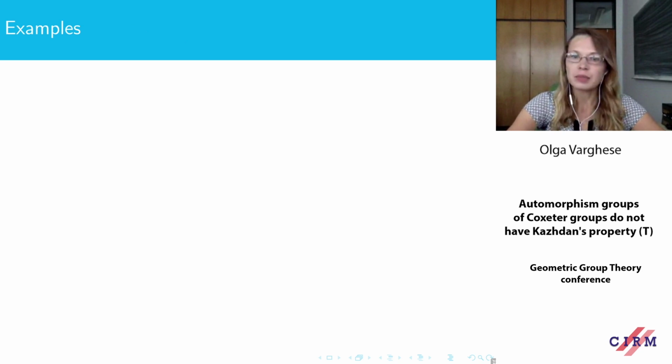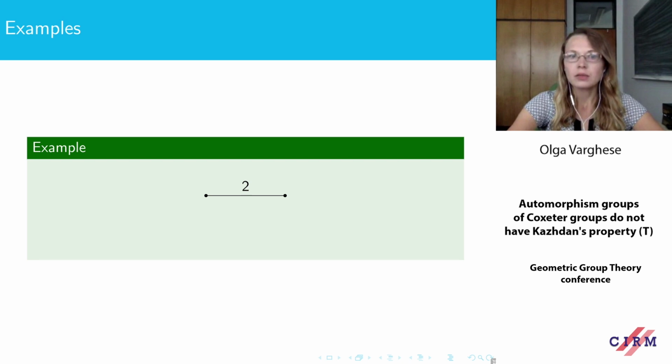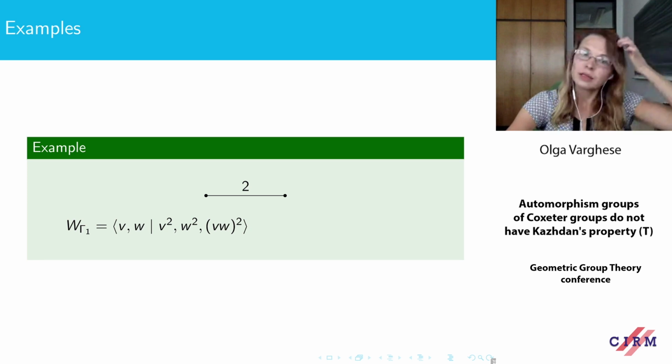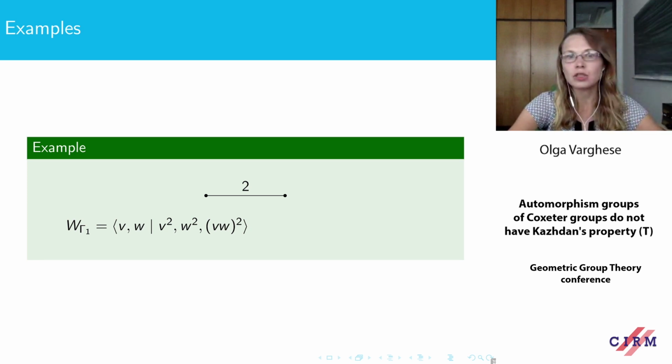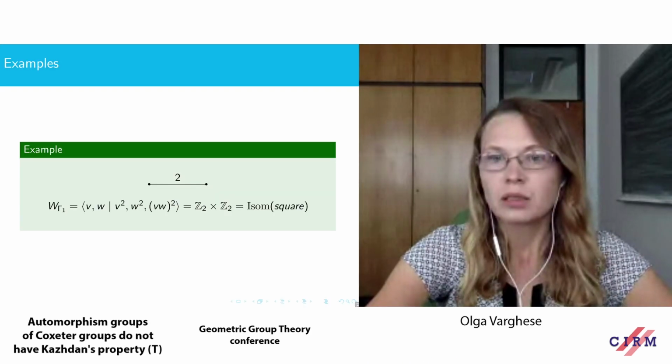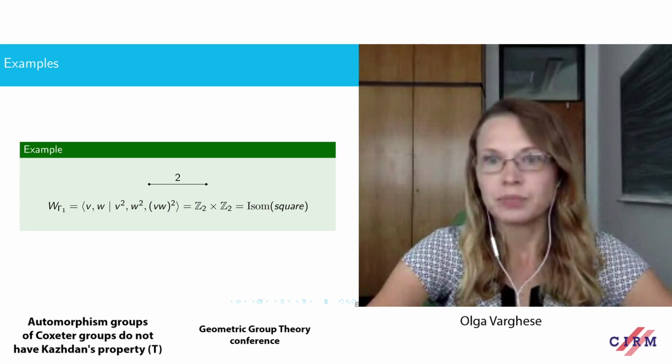Let us spend some time on examples. This graph has two vertices and one edge. So the corresponding Coxeter group has two generators and three relations. One can show that the algebraic structure of this group is as follows. The Coxeter group is a direct product of two copies of Z2. We can also describe this group as the isometry group of a geometric object, a two-colored square, where we only allow reflections.